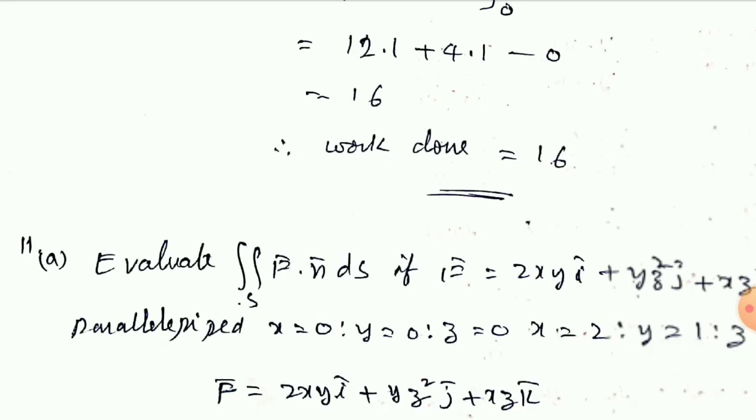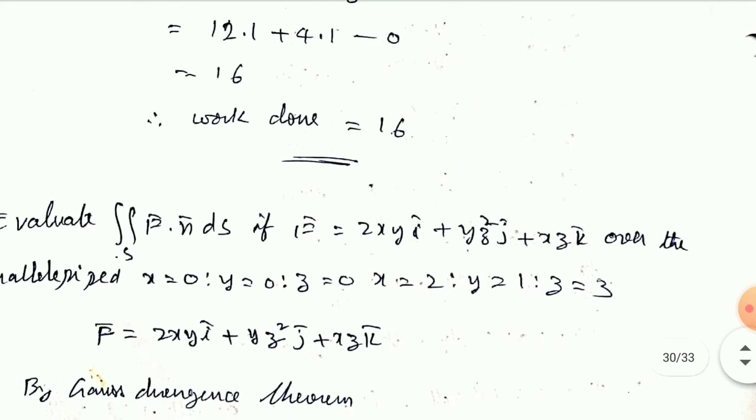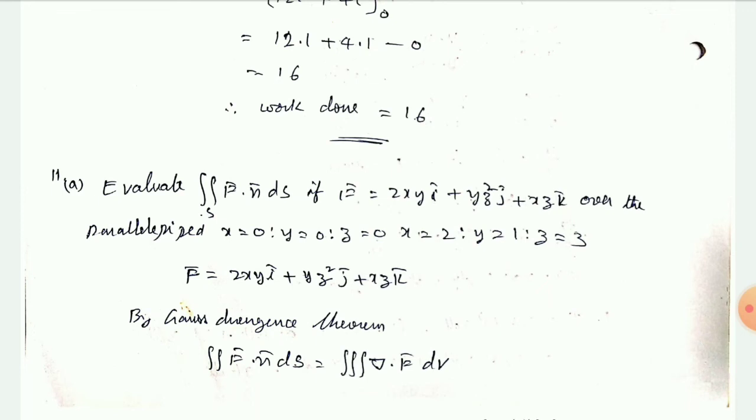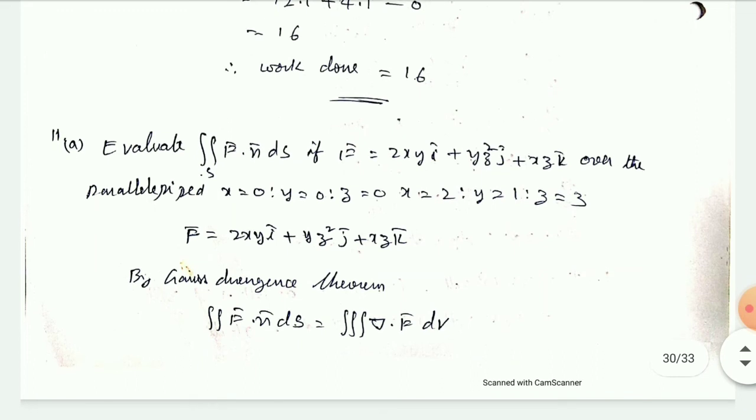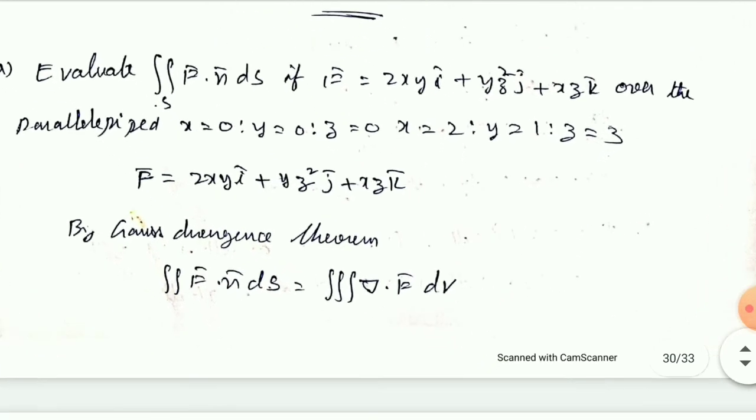The 10th bit is over. Now coming to the 11th A bit: evaluate the surface integral of f bar dot n bar ds, where f bar is 2xyi plus yz square j plus xzk over the parallelepiped x equal to 0, y equal to 0, z equal to 0, x equal to 2, y equal to 1, and z equal to 3. So they have given the vector function f bar. It is a surface integral you are calculating. I'm just using the easiest one, the Gauss divergence theorem. What is the statement?